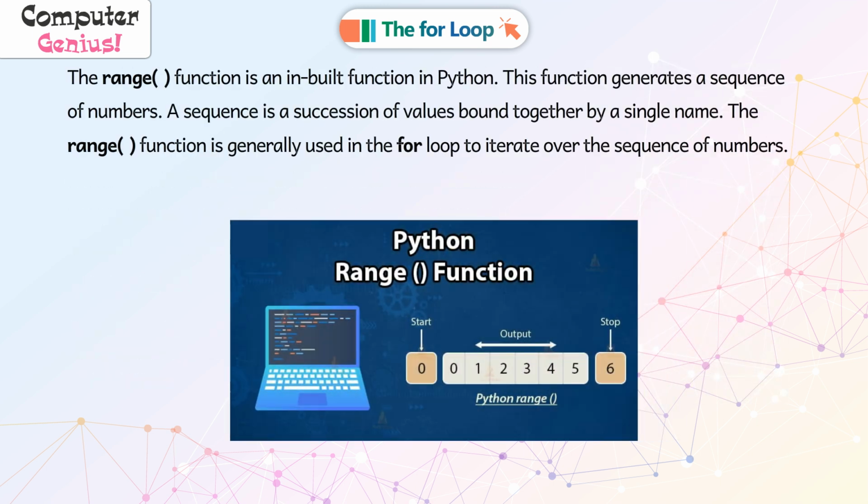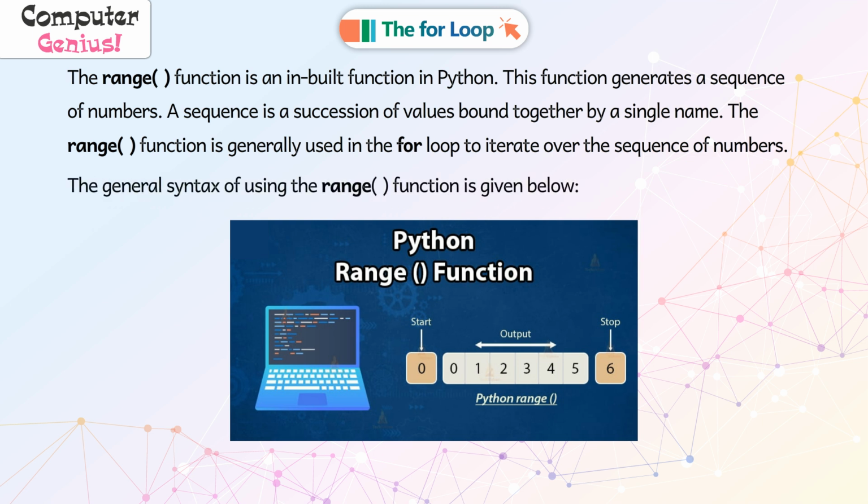The range function is an inbuilt function in Python. This function generates a sequence of numbers. A sequence is a succession of values bound together by a single name. The range function is generally used in the for loop to iterate over a sequence of numbers.